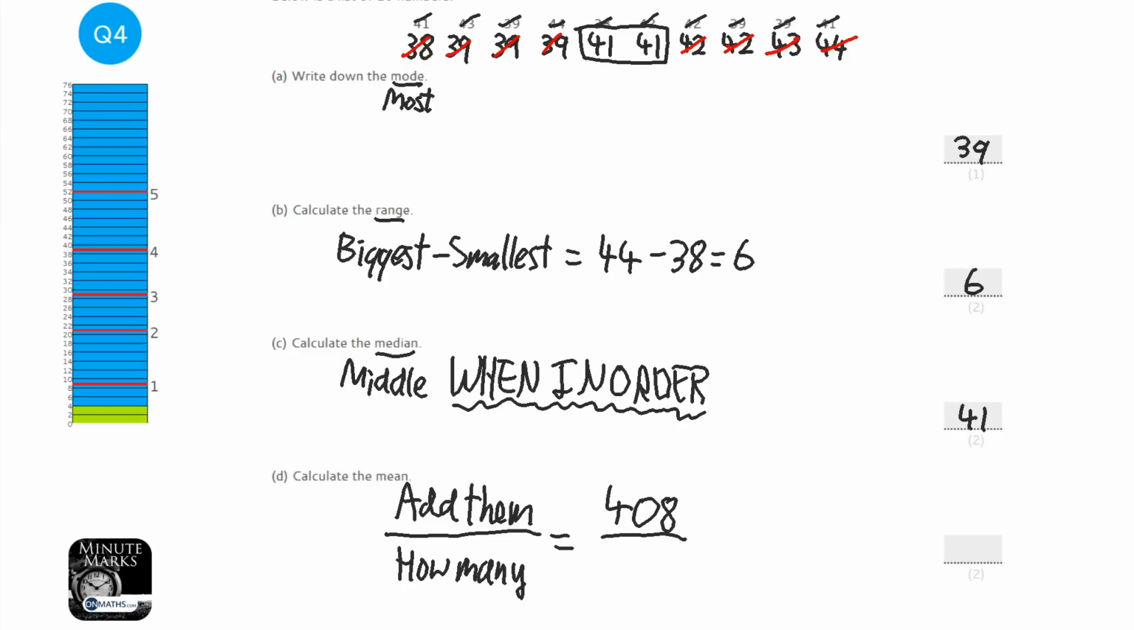Over how many there are? Well, there's 1, 2, 3, 4, 5, 6, 7, 8, 9, 10. So I need to divide that by 10, and I get 40.8 for the mean. Now, I would always double check that, so I'm going to do it again on my calculator, because when you're typing a whole load of numbers, it's always easy to make a mistake, but it's very rare to make the same mistake twice, and it's come up with 408 again, so I know it's probably right.